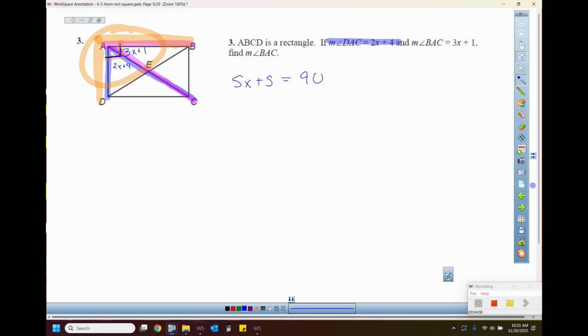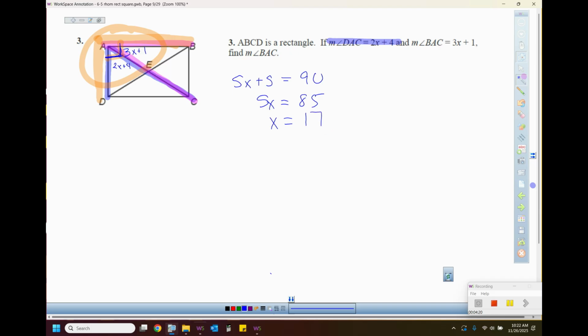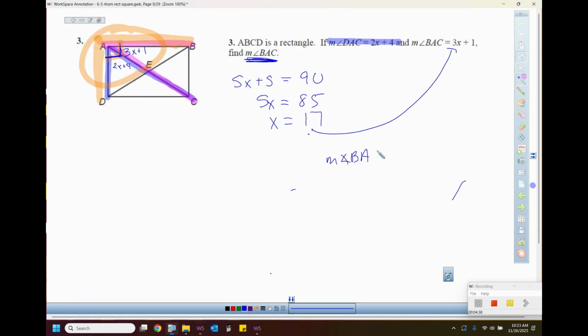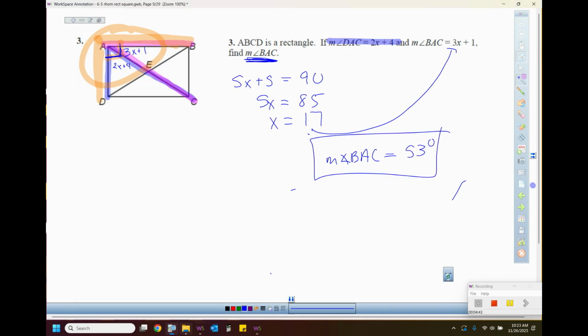So that's a tricky one. And then I will subtract the 5 over, and then divide by 5. So 85 divided by 5 is 17. So we found x, but they want me to find the measure of angle BAC, right, because that's what they're asking me to do. So I will substitute that back in. It's 3 times 17, plus 1, and the measure of angle BAC equals 53 degrees in that case. So very tricky one. Don't forget the basics of a rectangle, that it's got 4 right angles by its definition.